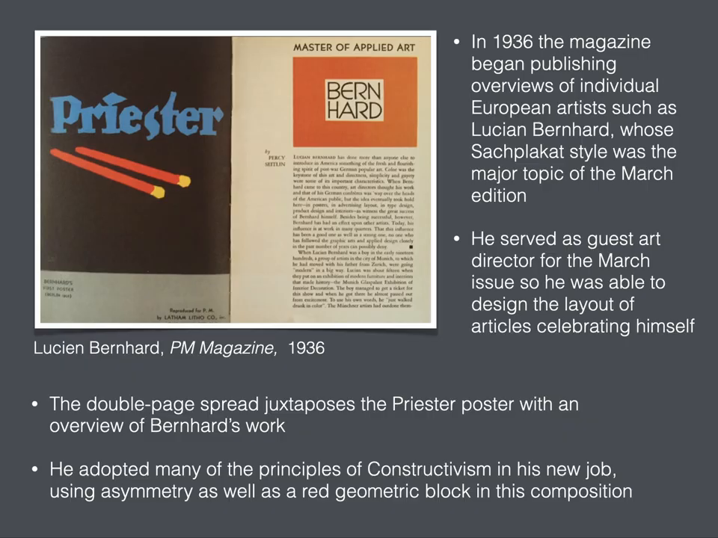So in 1936, the magazine began publishing overviews of individual European artists, and you should recognize Lucien Bernhard with his Sachplakat style. Lucien Bernhard actually served as the guest art director for the March issue, so he was able to design the layout of articles celebrating himself. The double-page spread juxtaposes the Priester poster with an overview of Bernhard's work, which you can see here, tying in those colors. Bernhard adopted many of the principles of constructivism in his new job, using asymmetry as well as a red geometric block in his composition.